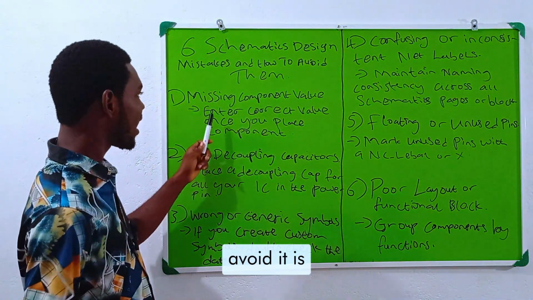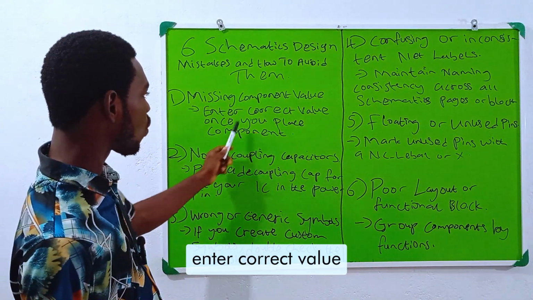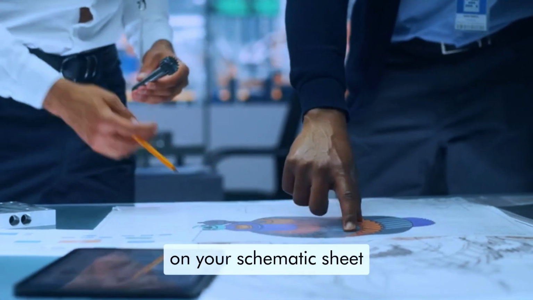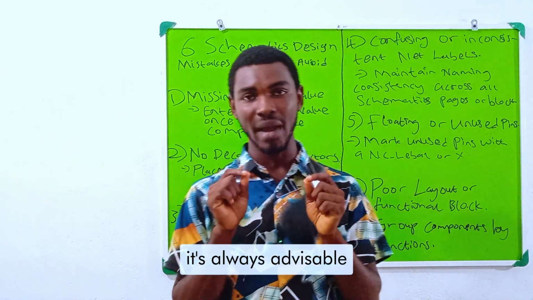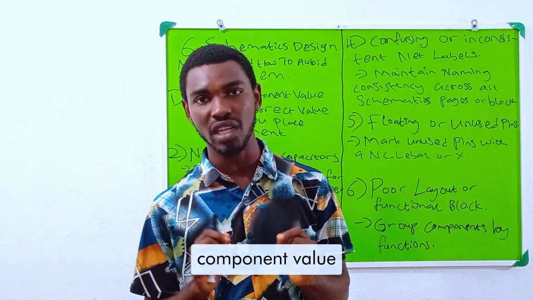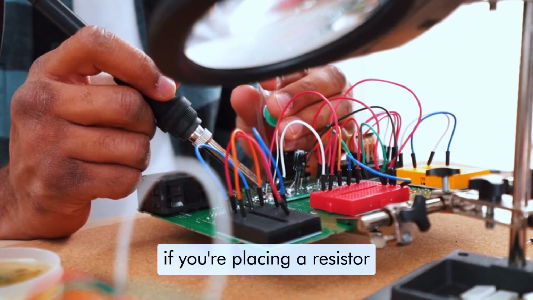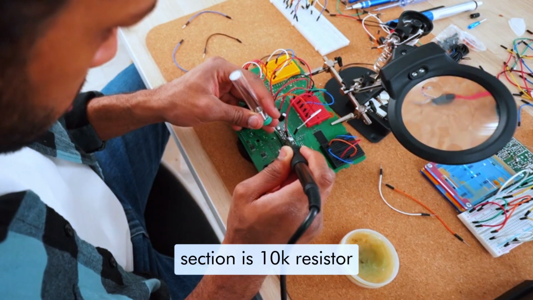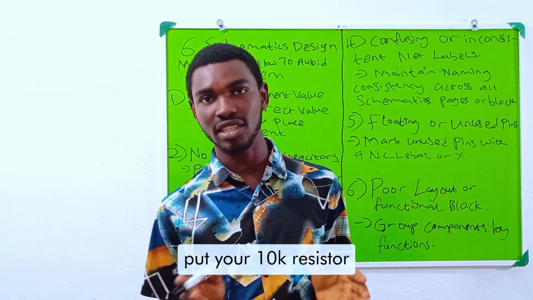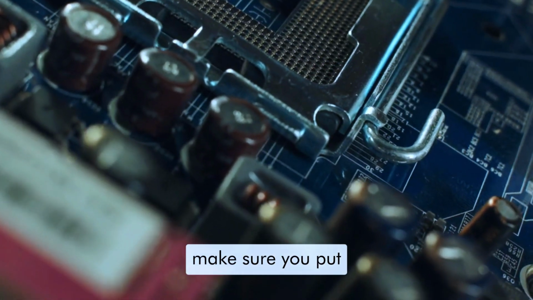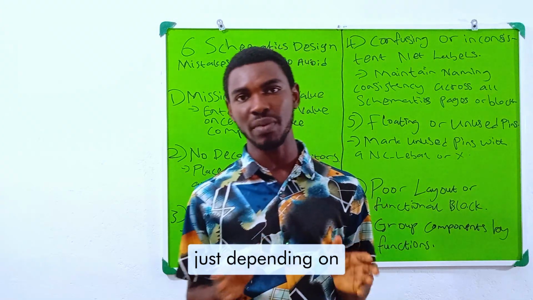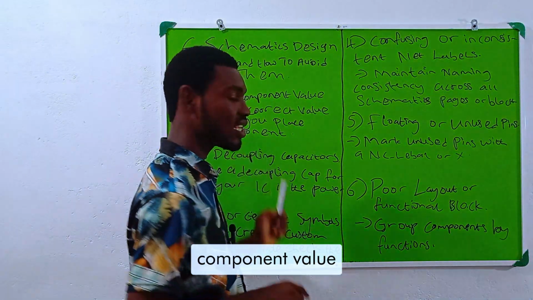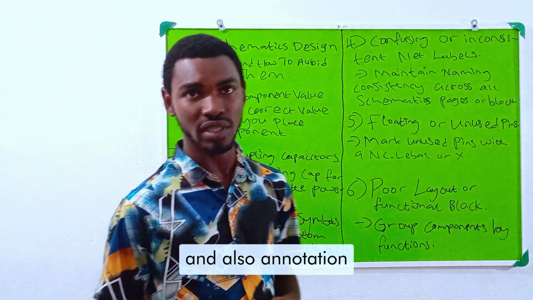One way we can avoid it is to enter the correct value once you place your component. Once you place your component on your schematic sheet, it's always advisable to enter the component value. If you're placing a resistor and the value that is needed at that particular section is a 10k resistor, make sure you put your 10k resistor. If it's a capacitor, make sure you put your 10 microfarad, depending on the value that is needed. Always put your component value and also annotation.